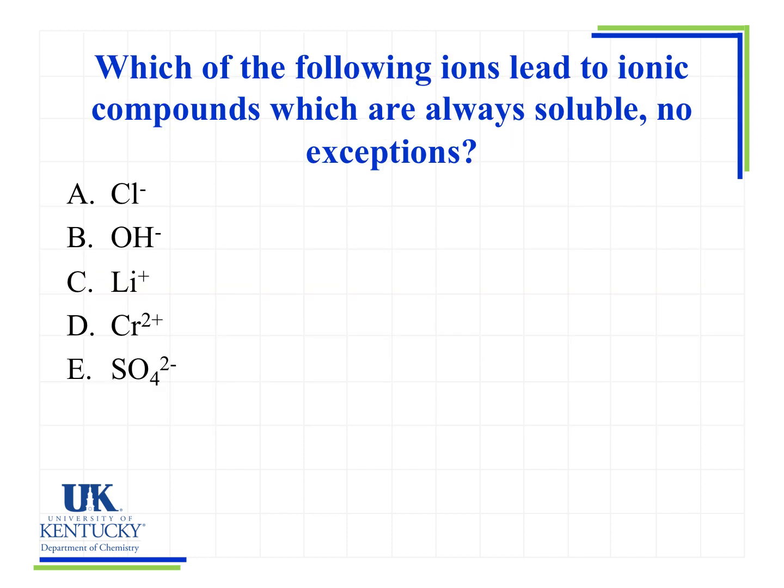Okay, so now let's have some practice. Which of the following ions leads to ionic compounds which are always soluble, no exception? If you remember from the chart, or with the acronym CASH-NGIA, the last one was group A metals, and lithium was a group A metal, and there was no exception for that. So this one should make a compound which is soluble, no exception.